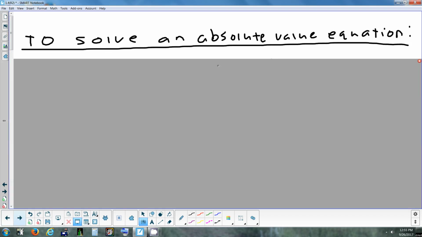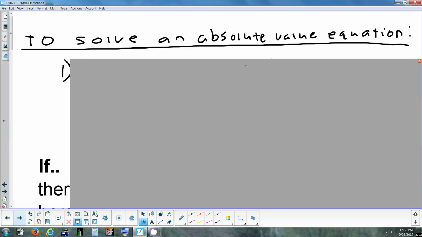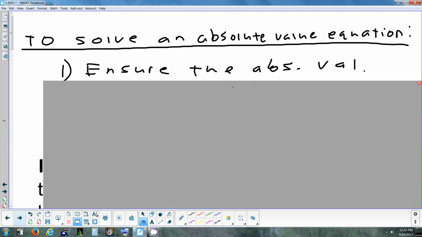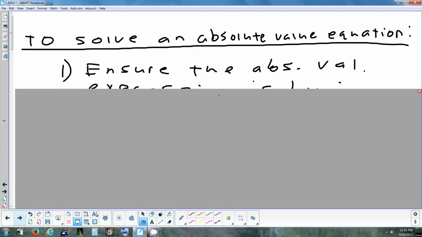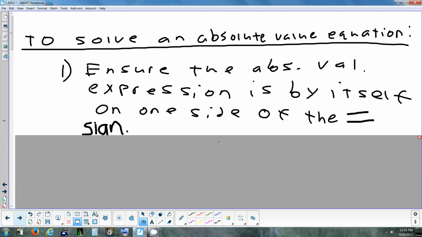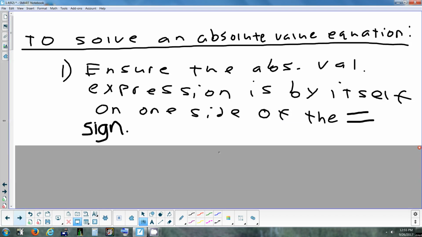All right, so guys, on your notes, you have, we're going to write some steps to solve absolute value equations. This is just the process of getting it, because again, we want to treat the stuff inside the absolute value as one big variable, as one big letter that we want to get by itself. So first step, we want to make sure the absolute value expression is by itself on one side of the equal sign.